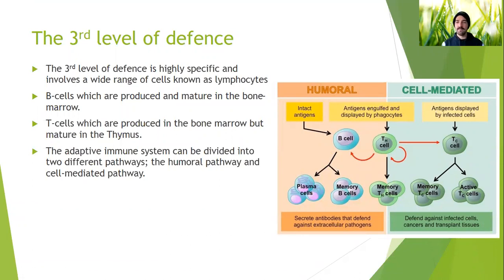So we're talking about the third level of defense in the immune system, and it's a highly specific process involving cells known as lymphocytes, and they're our B cells and T cells. The reason why they're called B cells is because they mature in the bone marrow, whereas T cells mature in the thymus. That's why they're called T cells and B cells.